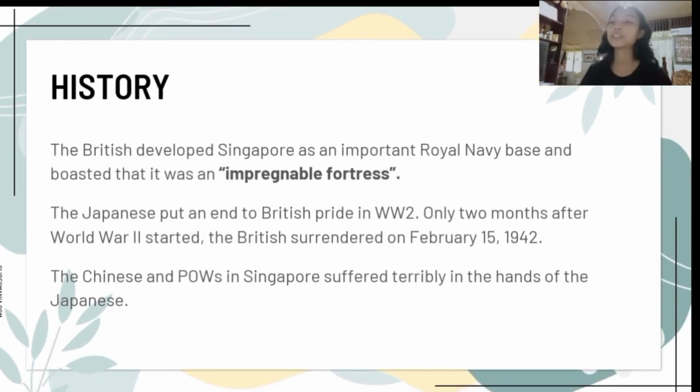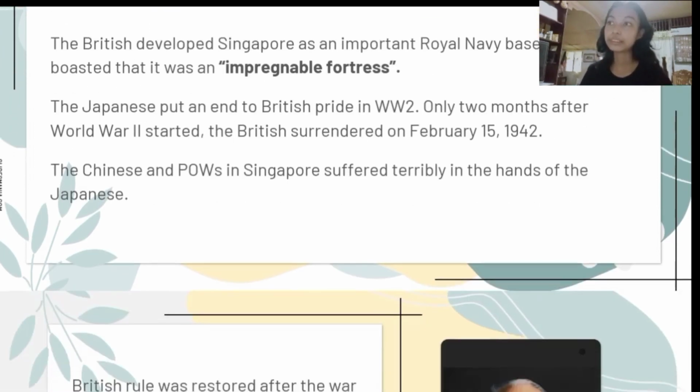The British developed Singapore as an important Royal Navy base and boasted that it was an impregnable fortress. The British said that this base was indestructible. However, the Japanese put an end to British pride in World War II. Despite being called an indestructible fortress, only 2 months after World War II started, the British surrendered on February 15, 1942. The Chinese and prisoners of war in Singapore suffered terribly at the hands of the Japanese.